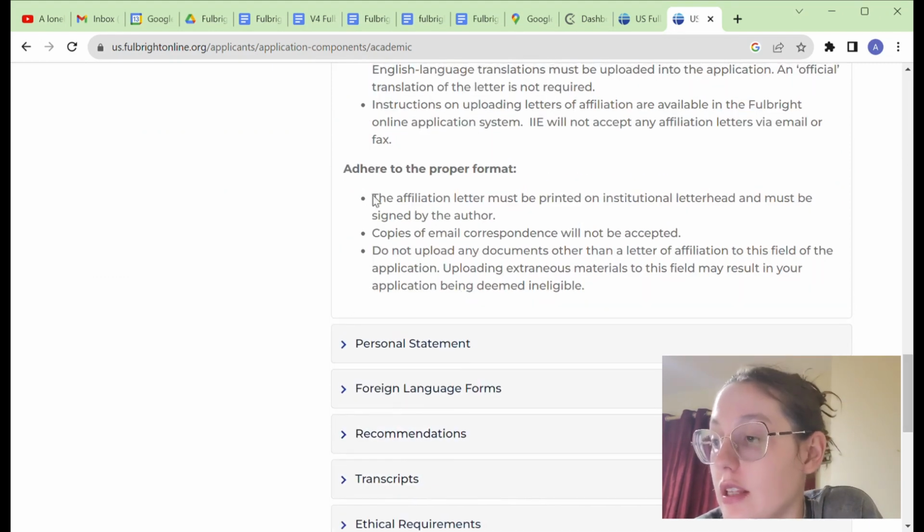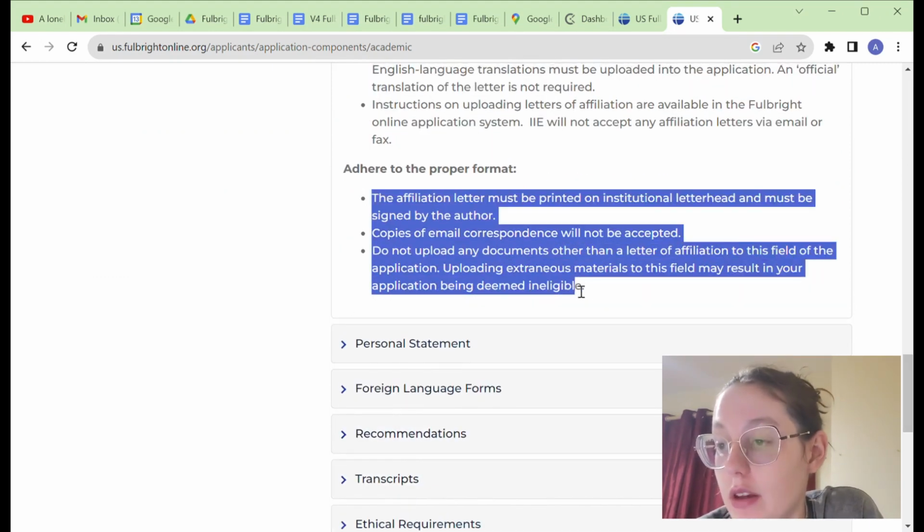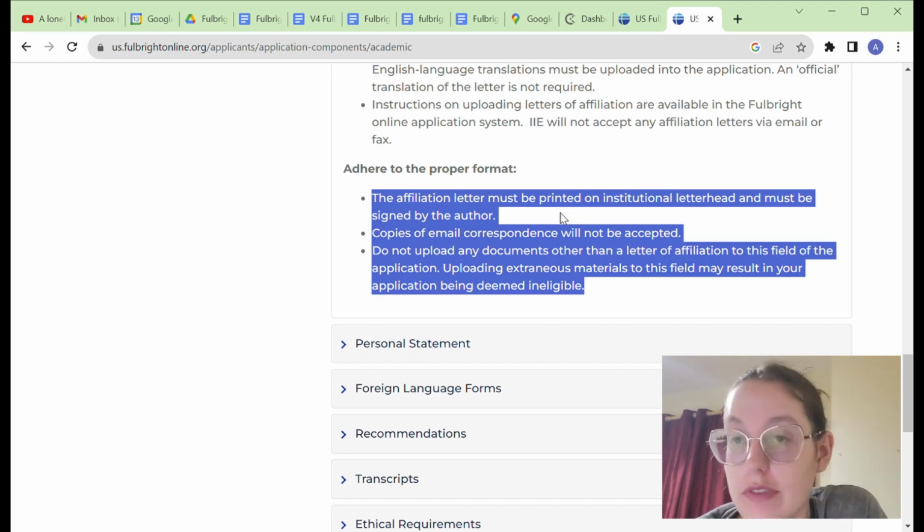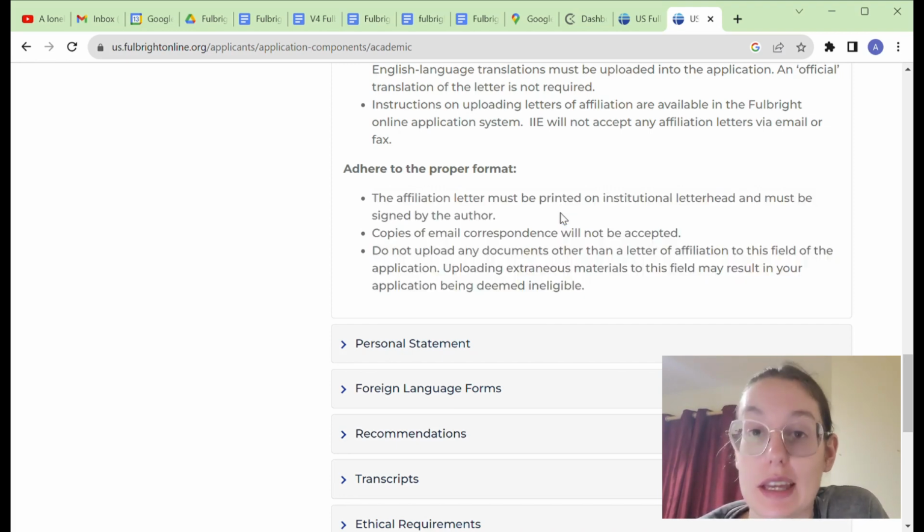Basically what you need is institutional letterhead, signed by the author. You can't just do email correspondence. And it essentially just says, this is who I am. I'm agreeing to work with this student in this capacity. Done. It's a very simple, clean, fast letter. You just need somebody who can get that institutional letterhead and who will work with you. You don't necessarily need it to submit your Fulbright application. It would be great if you had it.